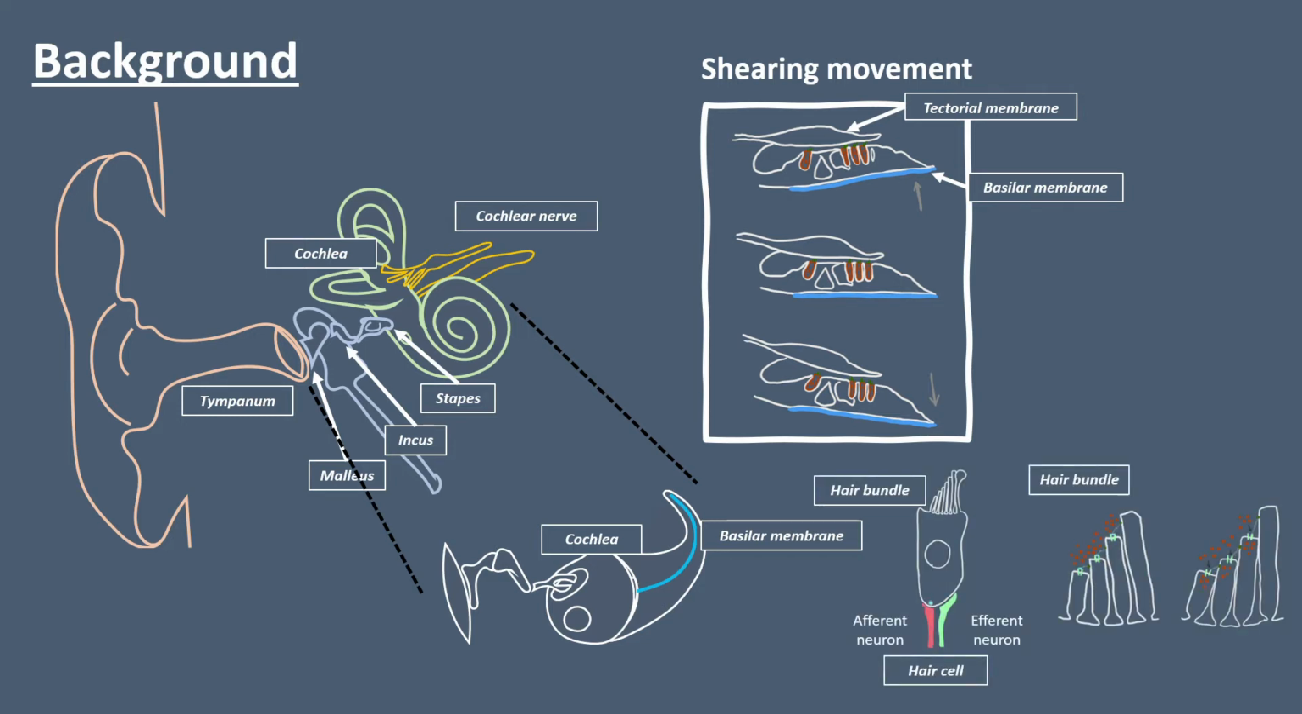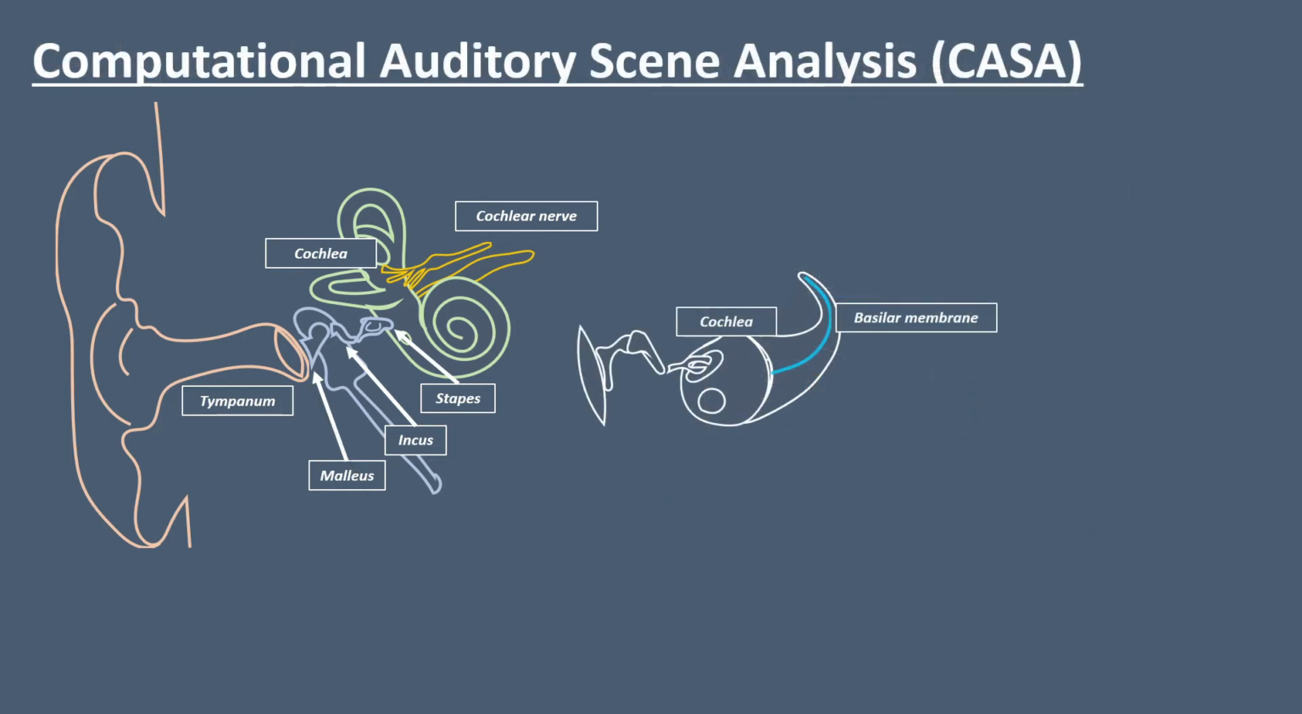But from the deflection of the hair bundle, their ion channel is activated by the gating spring mechanism, and this is the transduction from mechanical information to electrical information. So this is the first part of the auditory processing. Now, let's move on to the computational model.